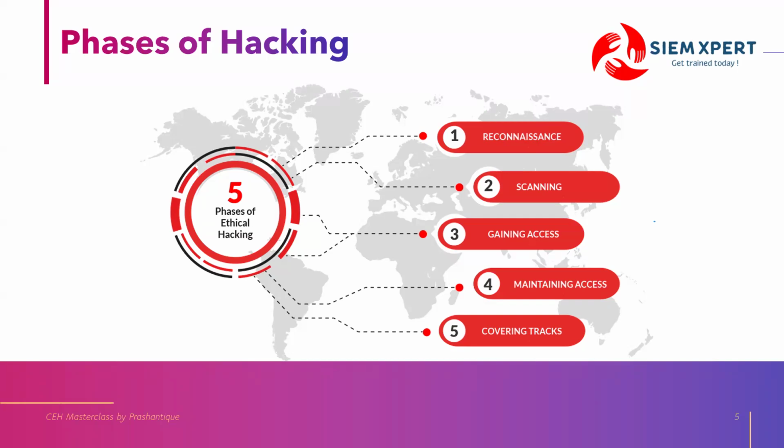After completing the scanning phase, we move to gaining access. Gaining access is the phase where the real hacking begins, because in this phase you are going to exploit the target by utilizing the information that you have gathered in the first 2 phases. Here you actually hack the target and gain the initial access, or you can say the initial foothold, on the target. That's the third step.